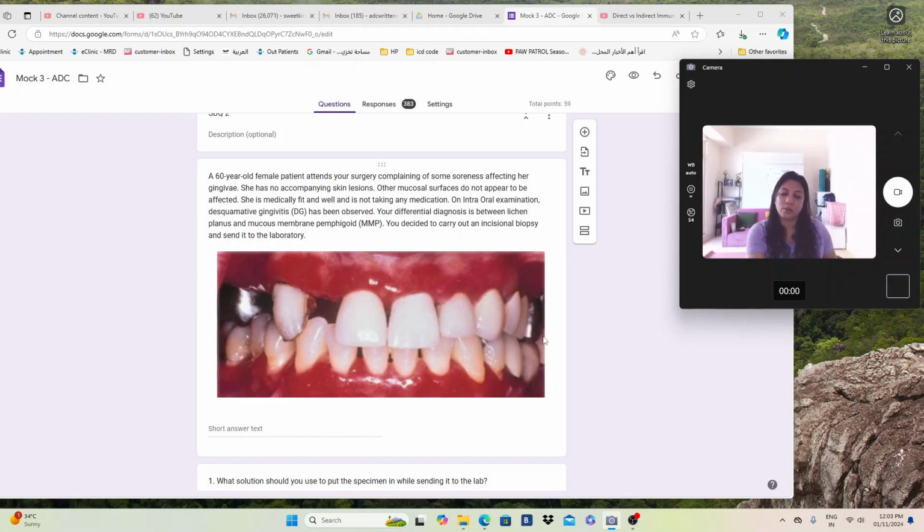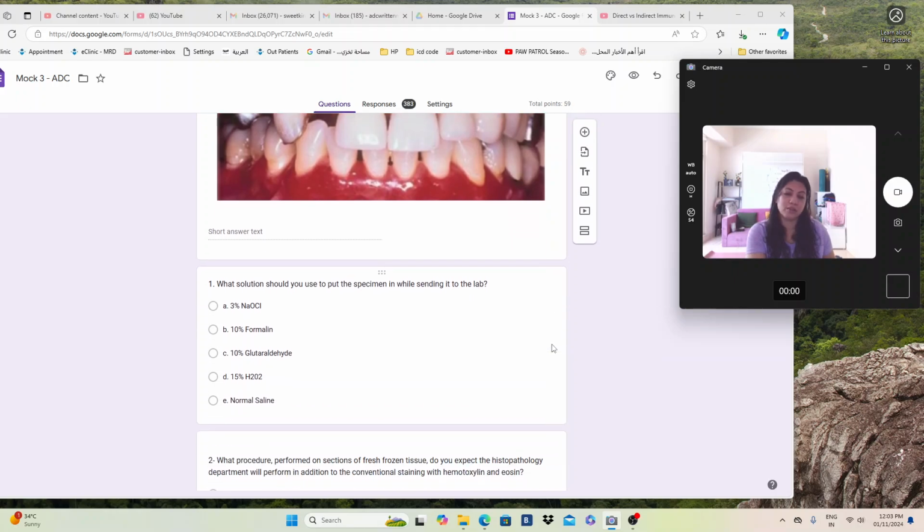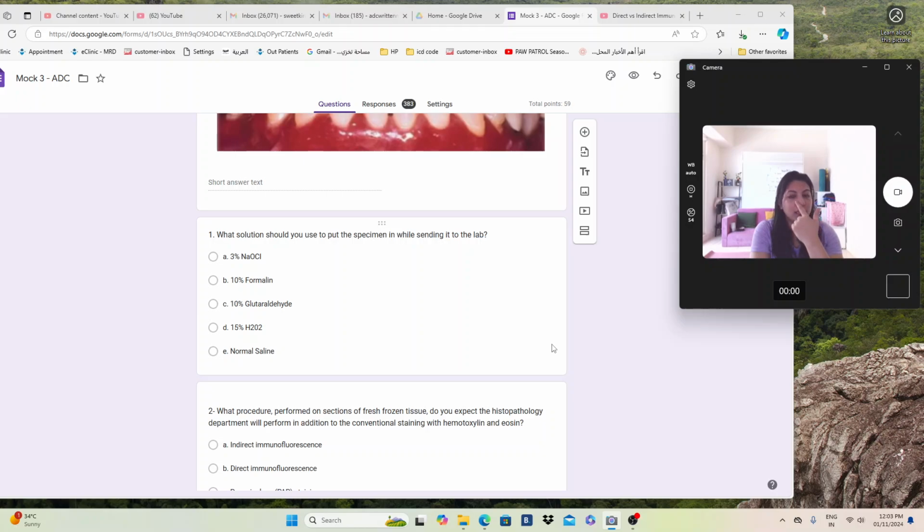So what are the sub questions? What solution should you use to put the specimen in while sending it to the lab? So you need to know which solution, okay? Because if you just take it and put it in a box without anything and send it, wow, it's going to be destroyed. It's like me parceling an ice cream to you without putting it in an ice container. Ice cream won't reach you in the condition that I sent you, right? Similarly, I want the tissue to be as it is. So always 10% formalin. That's it. No questions asked. Just memorize this, learn this.